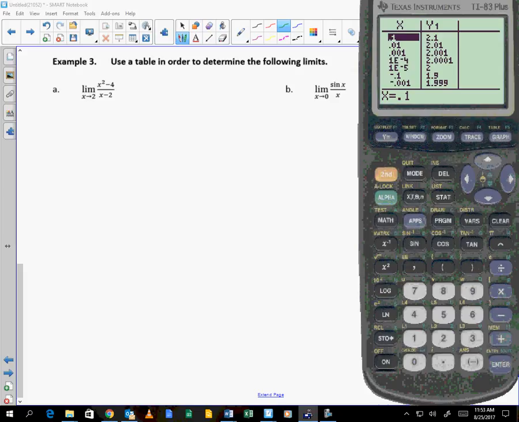Help me approach from the right. What should I plug in? 2.1, 2.01, 2.001. What does it appear to be approaching? 4. I'm going to approach the other way from the left. 1.9, 1.99, 1.999. Are you convinced? It is 4. Can I show you how to do it algebraically?